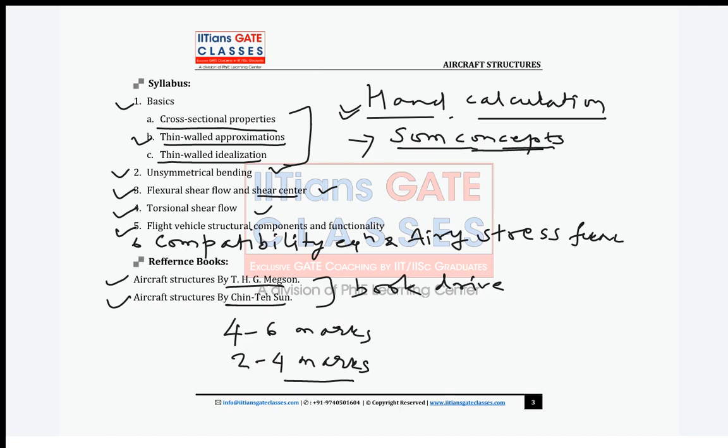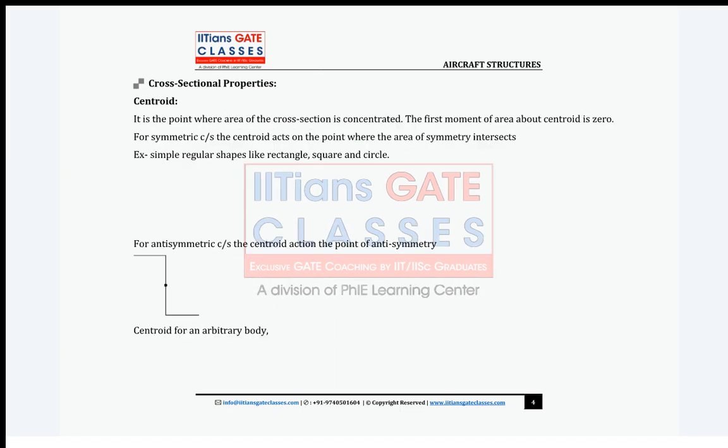Now, any doubt in this syllabus part, references, weightage, anything? Clear? Okay. Now, let's start the first part, cross sectional properties. All of you know from engineering mechanics what a centroid is, right? What are cross sectional properties? Can anyone tell what all the cross sectional properties are?